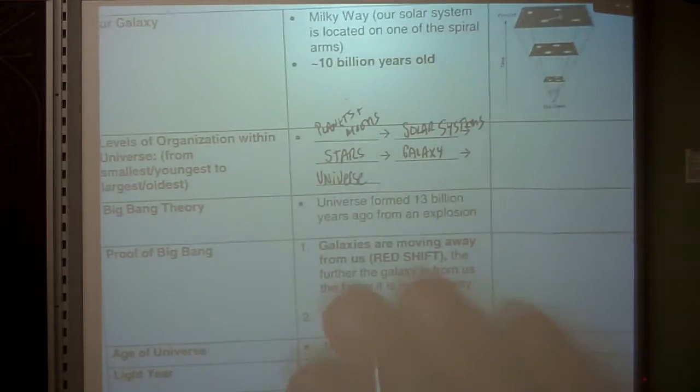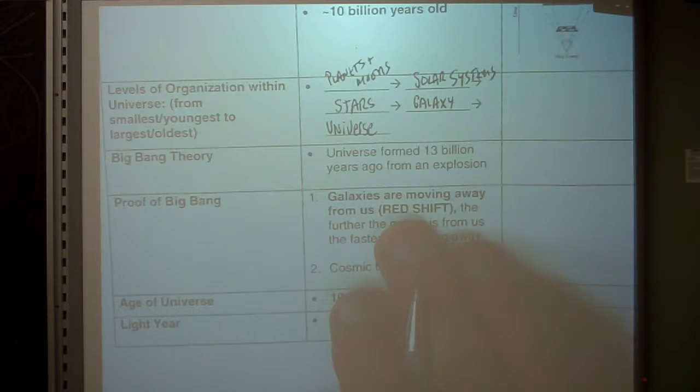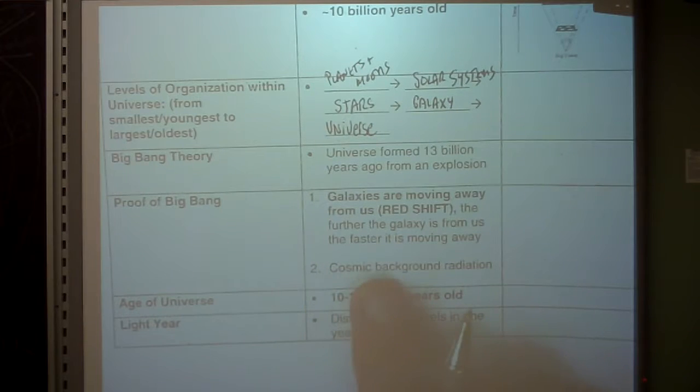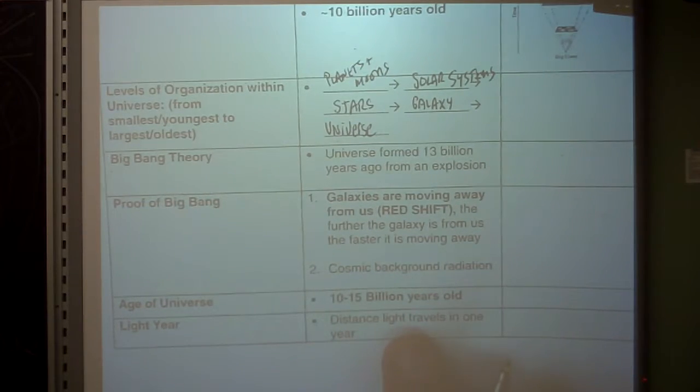The Big Bang Theory is the theory that the universe started. And what is proof of the Big Bang? We talked about the red shift, that all the galaxies appear to be shifted to the red, and also that a telescope discovered by accident the background cosmic radiation. Age of the universe, 10 to 15 billion years old, and a light year is a measure of distance.